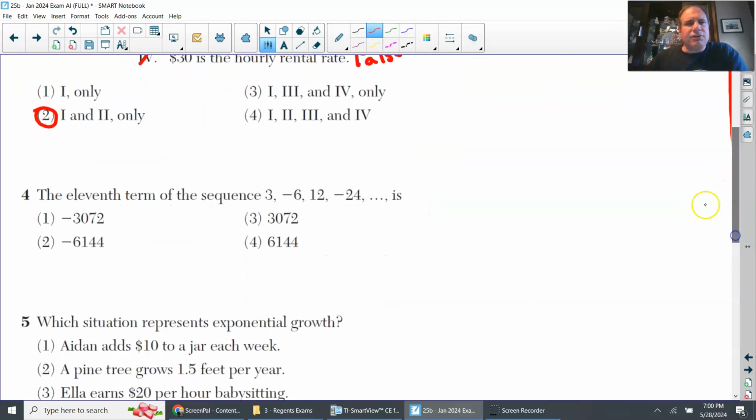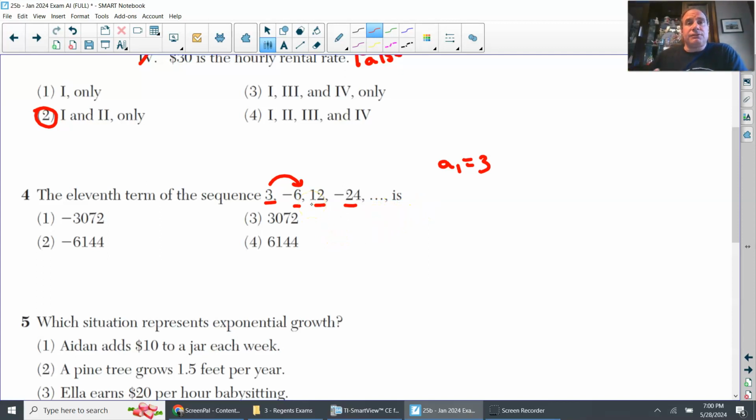The 11th term in the sequence right here is, they give you the first terms. So it's 3, negative 6, 12, negative 24. So we're going to talk about a sub 1. So I'm just going to put down a sub 1 equals 3. That's the first term. The common ratio.